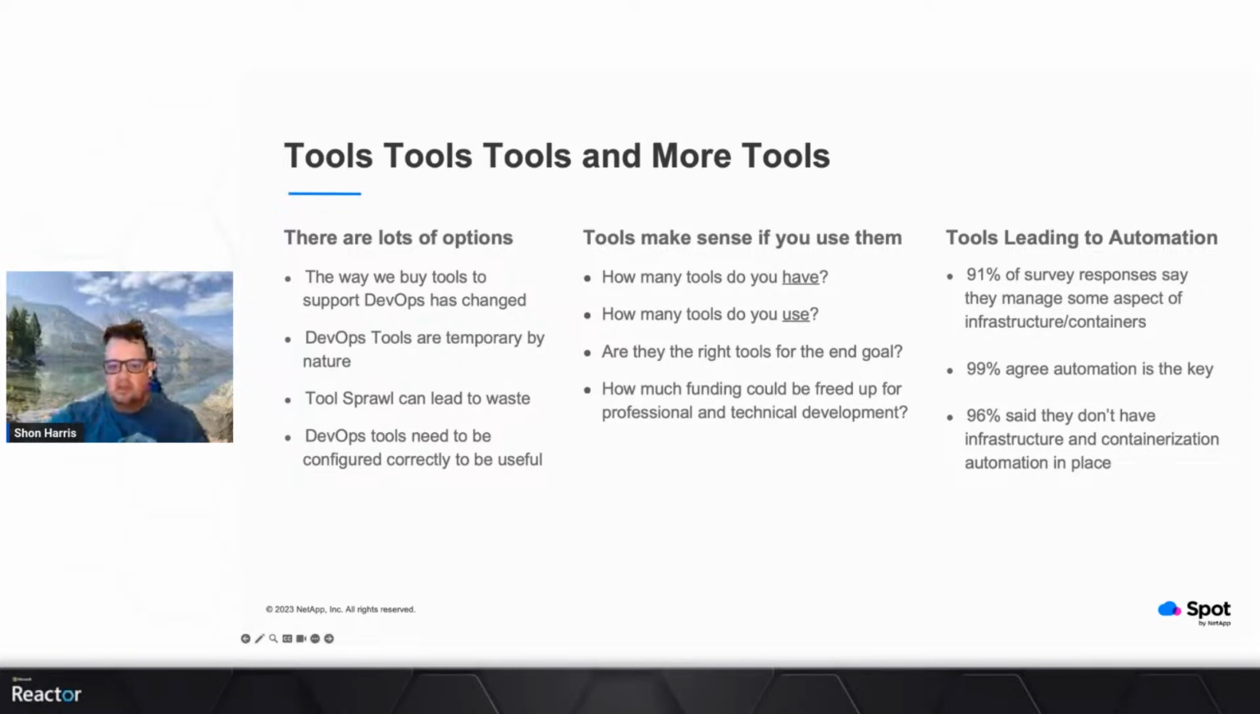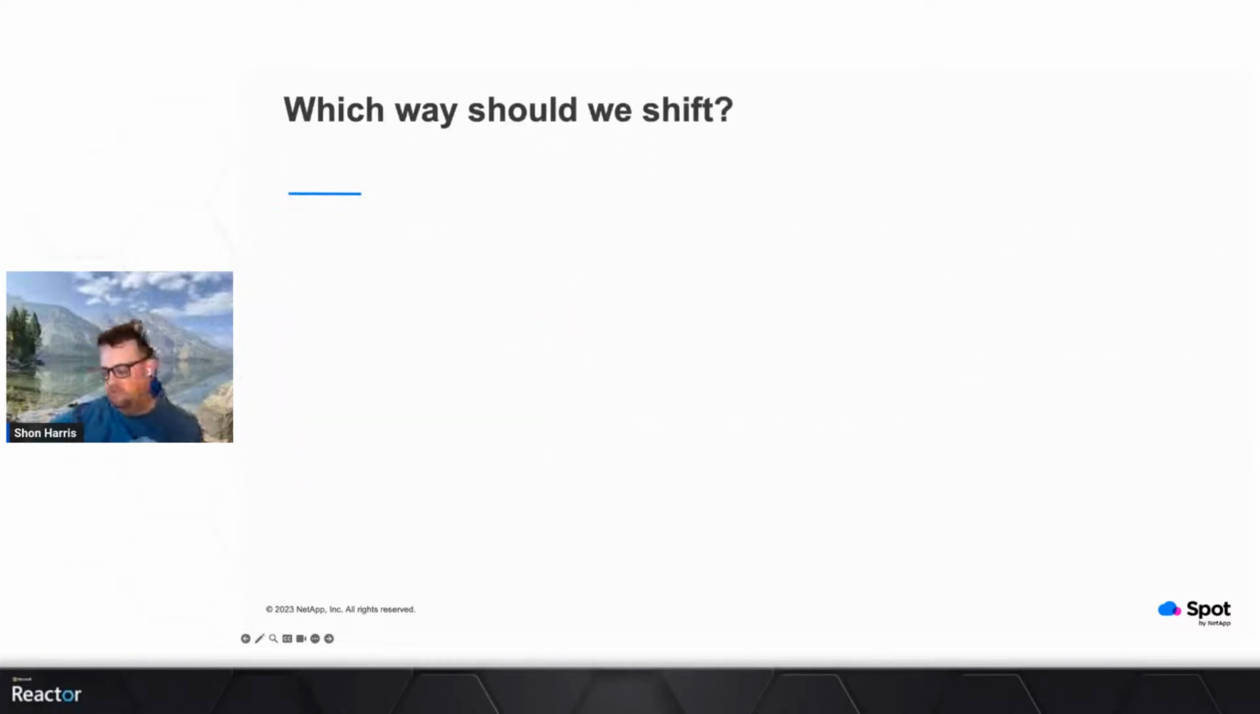So we could talk about automation. Automation is the key to managing cloud infrastructure. But 96% say they don't have that automation in place so that they can automate their infrastructure. So 3% of people have that automation in place, but everybody pretty much universally agrees that it's something that they need. So there's a lot of room for improvement when it comes to how we put that automation in place. And that's what Spot tries to do, is make that easy.